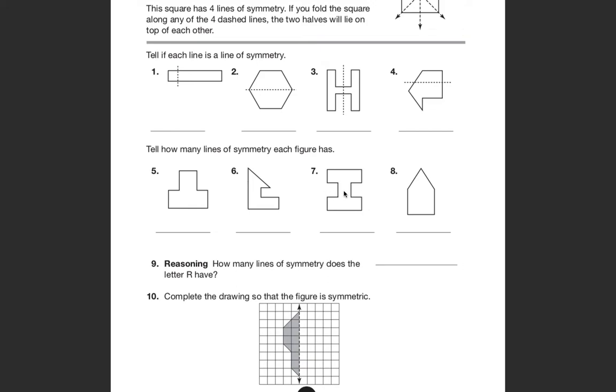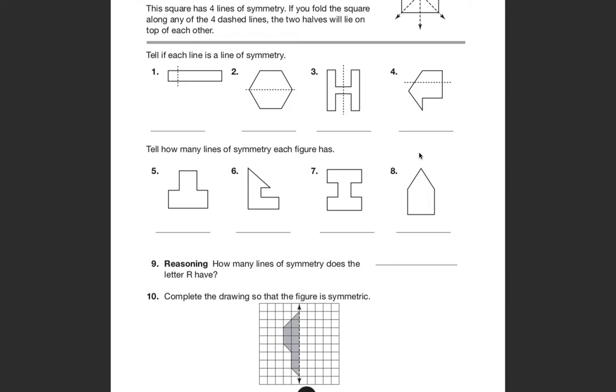Now, what about if I cut this directly in the center? This is like an H on its side or an uppercase I. What if I cut it directly in the center? Would the top fold directly onto the bottom? It would be the same figure on the top as it is on the bottom. Yes, it would be. So the correct answer for this is I would say that there are 2 lines of symmetry.